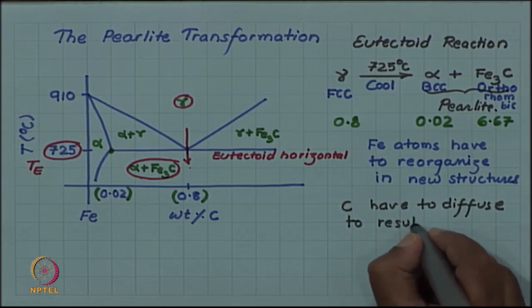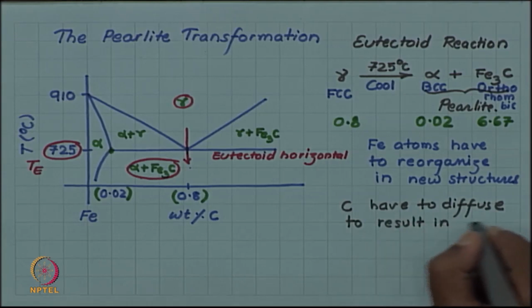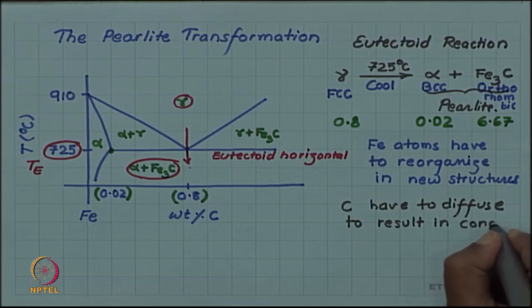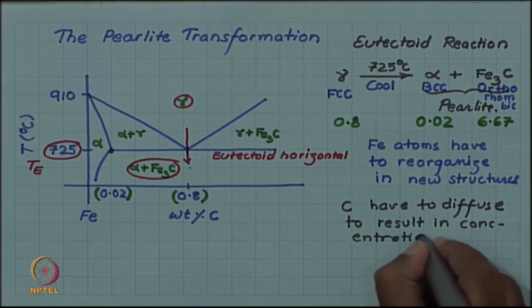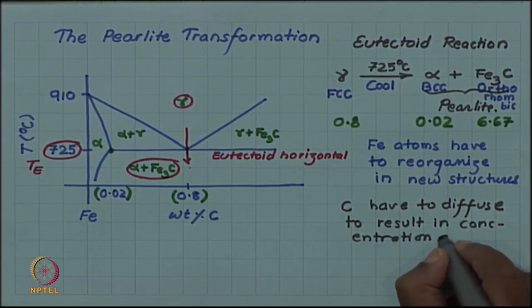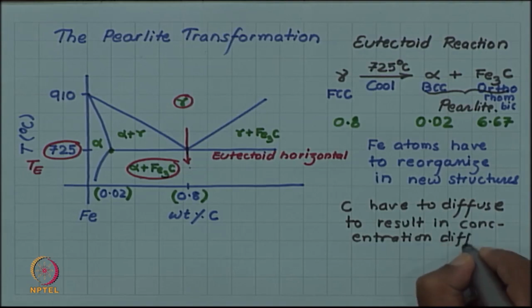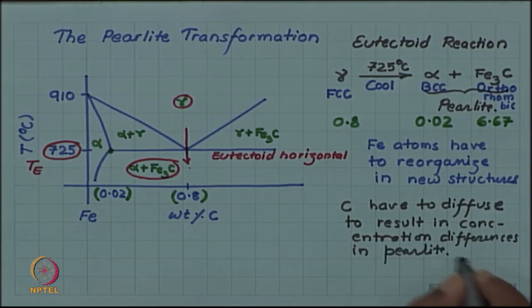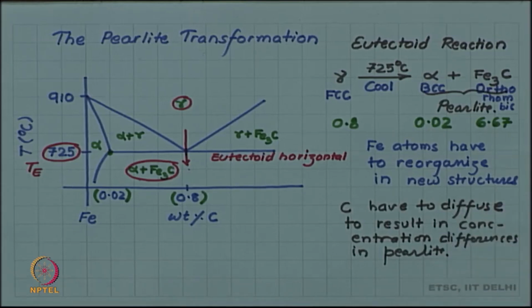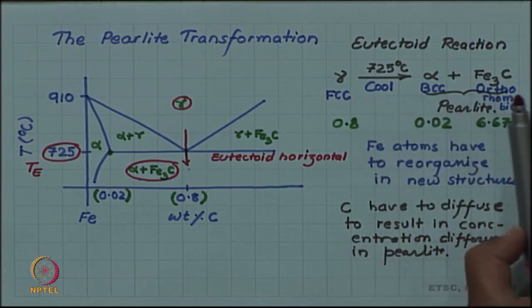To result in concentration differences in perlite. So, both these atomic movements will be time dependent. We have seen in diffusion that time is required for atoms to move, and this will require time. So, this transformation will not happen instantaneously.